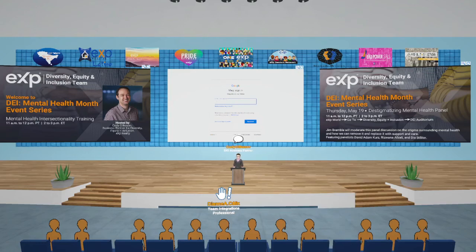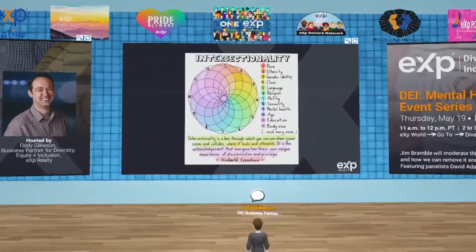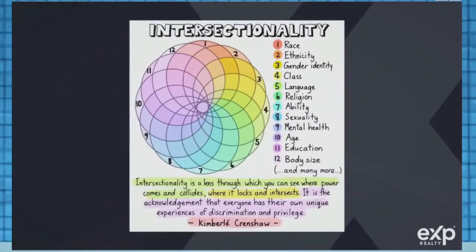I'm hearing that people can't see the slide. All right, so this is the information that I just went over, but next I'm going to show you this beautiful illustration. This actually was created by the folks that handle Kimberlé Crenshaw's bookings these days. If you see here, when we talk about overlapping and intersecting all of these different things: race, ethnicity, gender identity, class, language, religion, ability, all of these things.